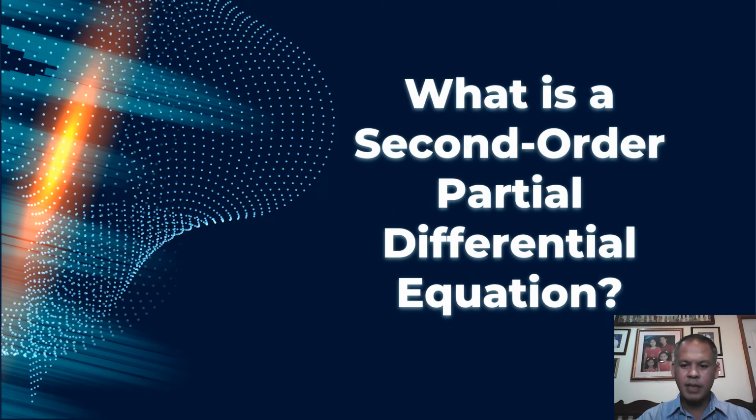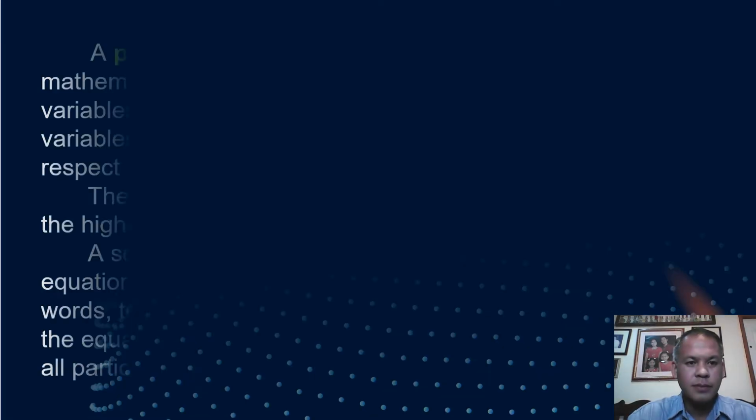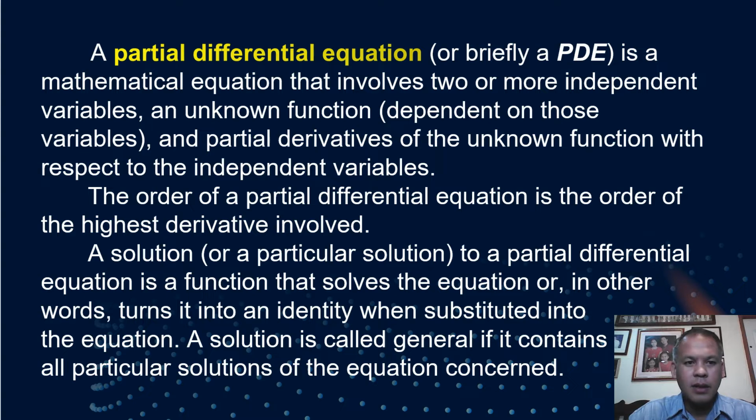So what is a second-order partial differential equation? A partial differential equation, or briefly a PDE, is a mathematical equation that involves two or more independent variables, an unknown function, and partial derivatives of the unknown function with respect to the independent variables. The order of a partial differential equation is the order of the highest derivative involved.